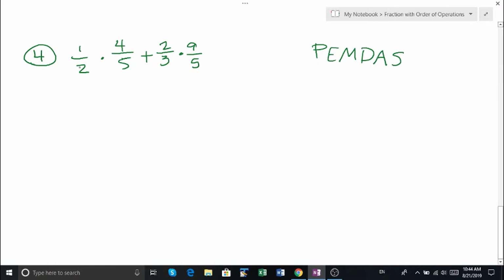All right, so here, what we want to do is we have two things we need to multiply together first, because multiplication comes first. So we can just multiply straight across.